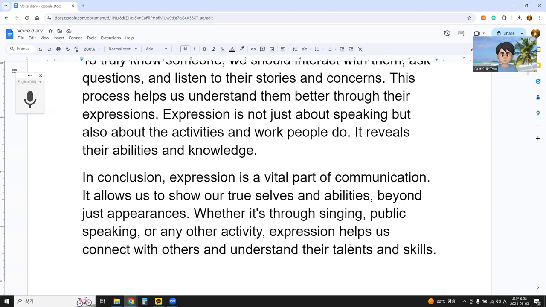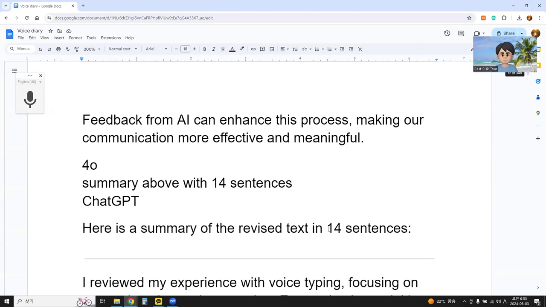And in conclusion, expression is a vital part of communication. It allows us to show our true selves and abilities. Beyond just appearance, whether through singing, public speaking, or any other activity, expression helps us connect with others and understand their talent and skills. Feedback from AI can enhance this process, making our communication more effective and meaningful.